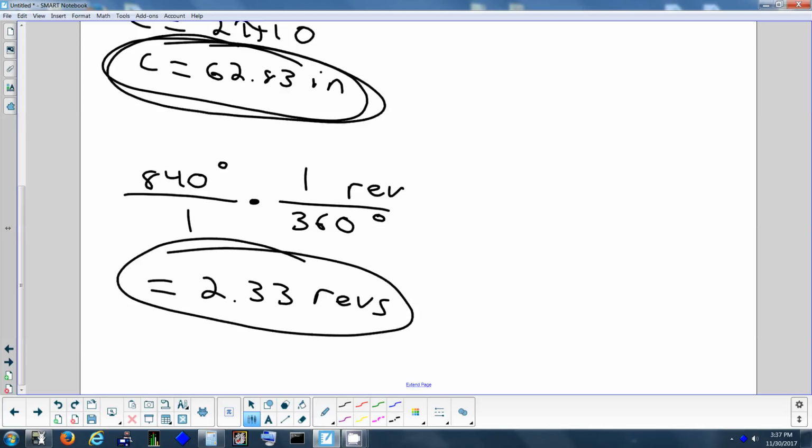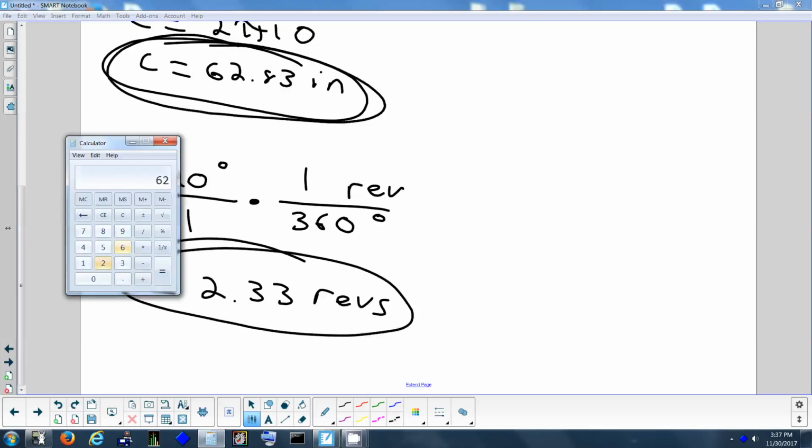So what would you do with the two numbers? Multiply them. We have 62.83 inches for one revolution, but we're doing 2.33 revolutions. So the tire is going to roll 146.4 inches.